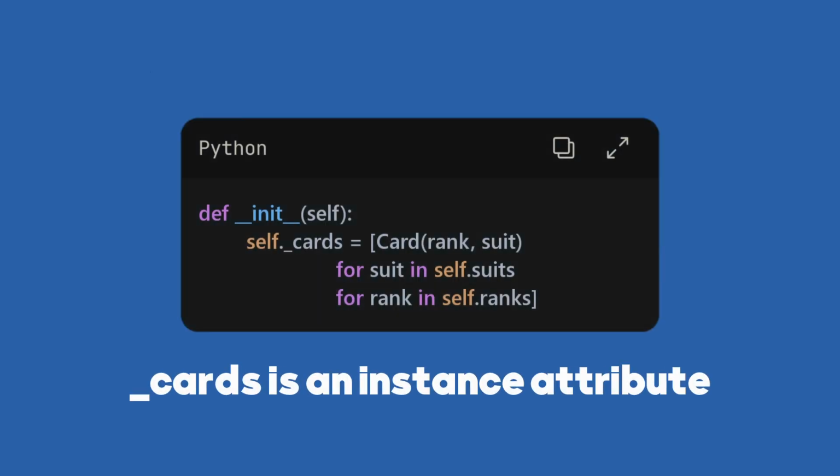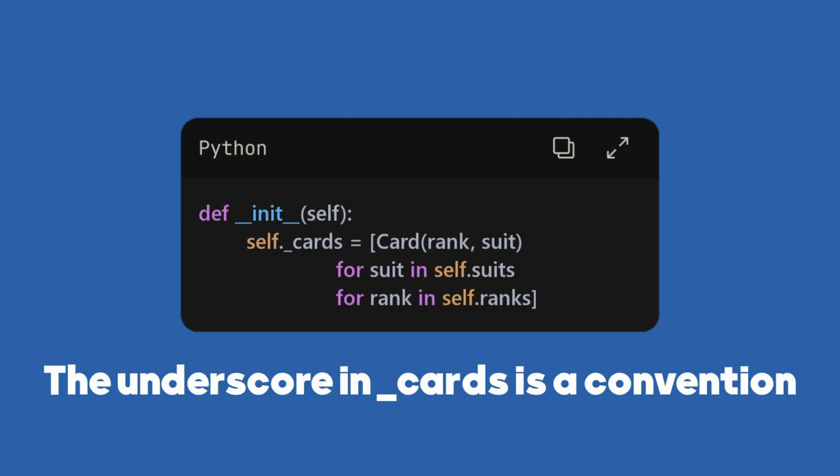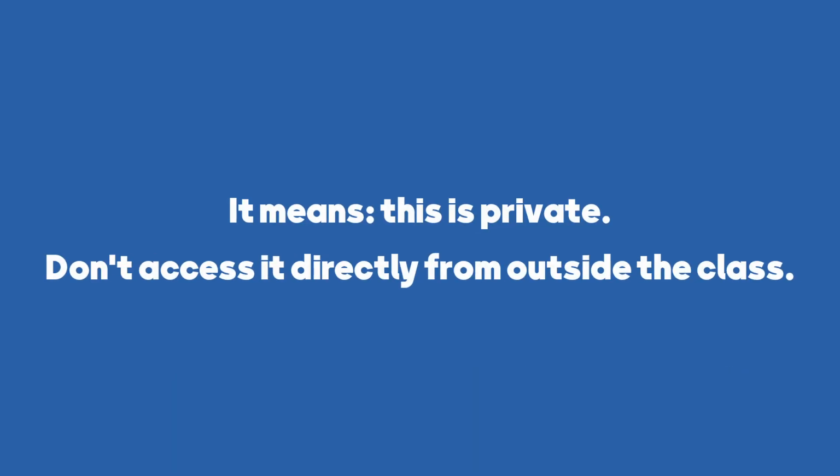_cards is an instance attribute. Each deck has its own list of cards. The underscore in _cards is a convention. It means this is private. Don't access it directly from outside the class.